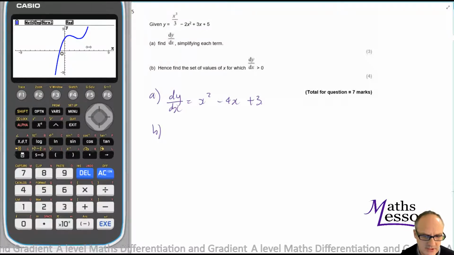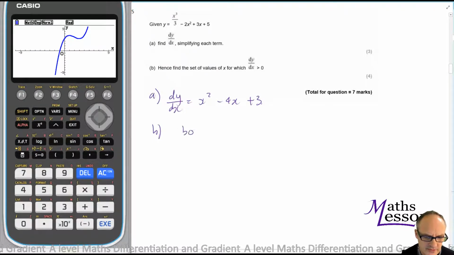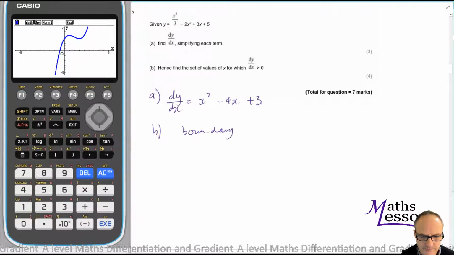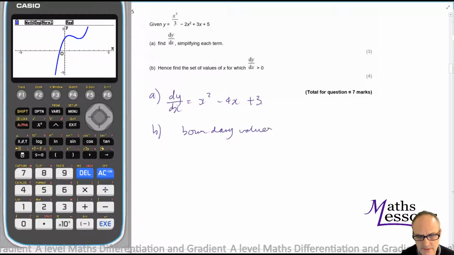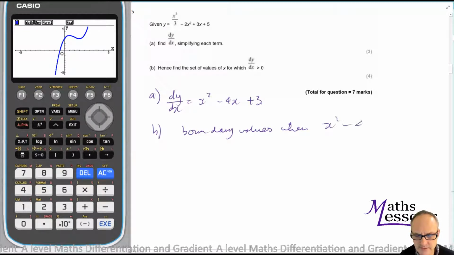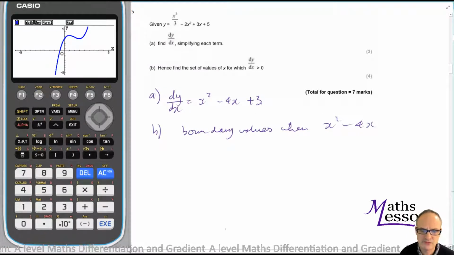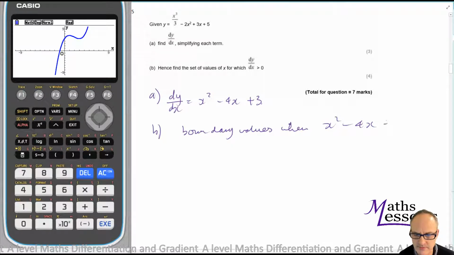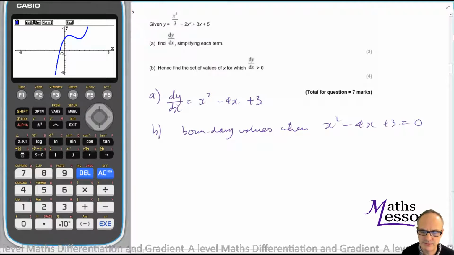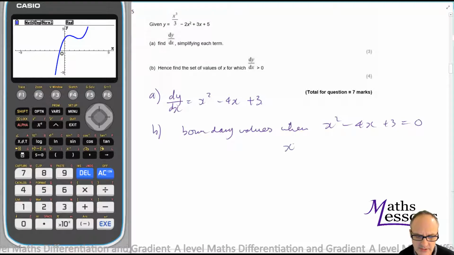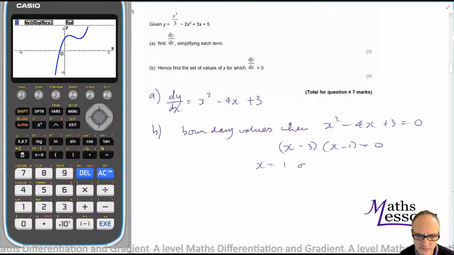So what we're looking at, the boundary values are when this is equal to naught. Okay, because obviously you're going to have greater than naught on either side of the boundary points, because that will give you when it's equal to naught. So therefore we can find out where it's greater than naught. So we get x minus 3, x minus 1 as our factors. So that gives me x is equal to 1 or 3.